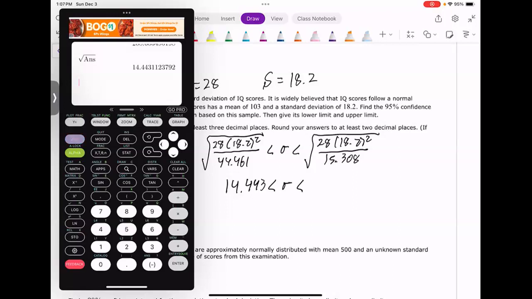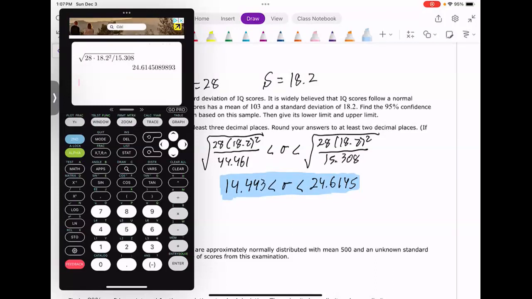The other one, I'm going to start with the square root. 28 times 18.2 squared divided by 15.308. I'm getting 24.6145. There it is. So you'll really need to practice with your calculator. Make sure you know how to use it and where everything is and all that.